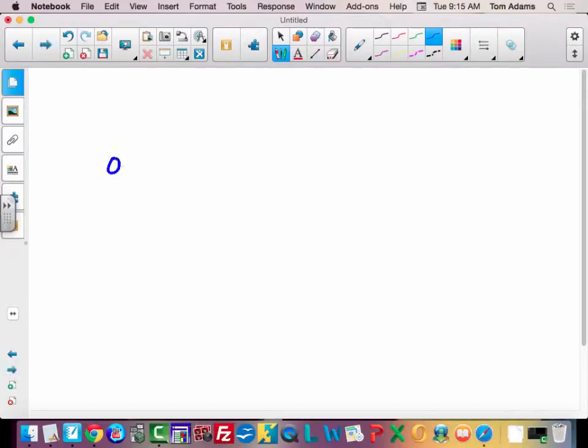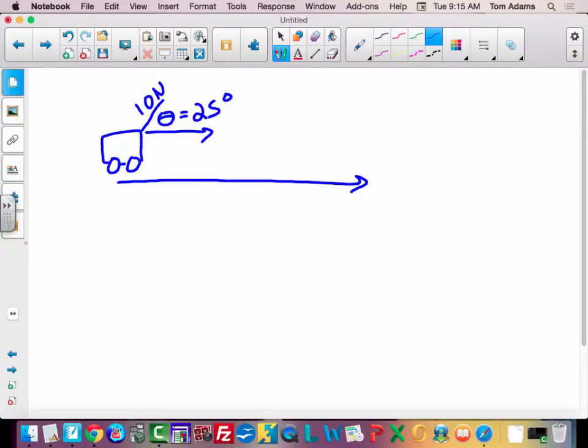So we have a rolling suitcase with a handle, and he uses a force of 10 newtons. And the angle to the horizon, or theta, is 25 degrees. What is the work done if the passenger walks 200 meters?